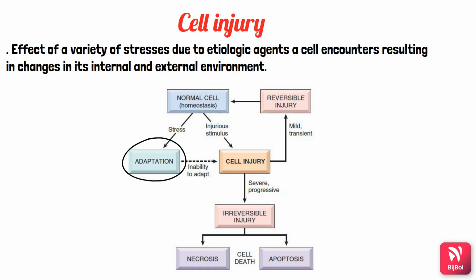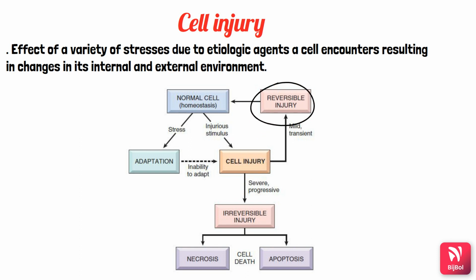But if the cell is unable to adapt through these cellular adaptations, then it will undergo cell injury. If the stimulus, the stress or the etiological agent, is mild or transient, then it will form a reversible cell injury where the cell can go back to a normal state.